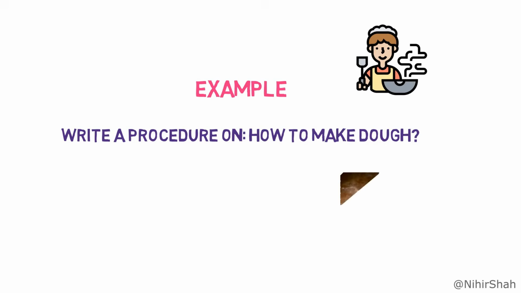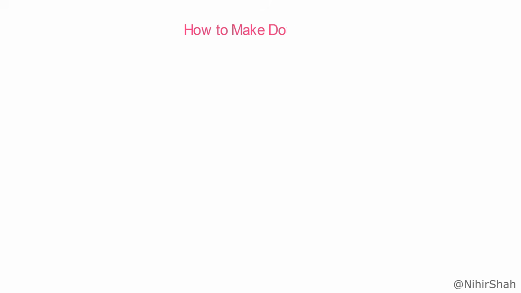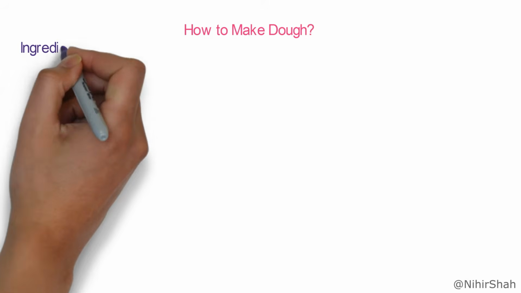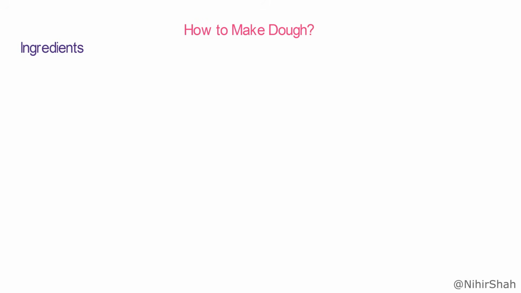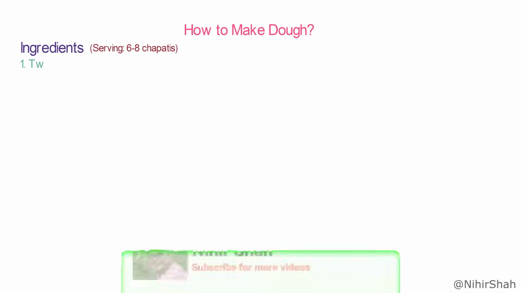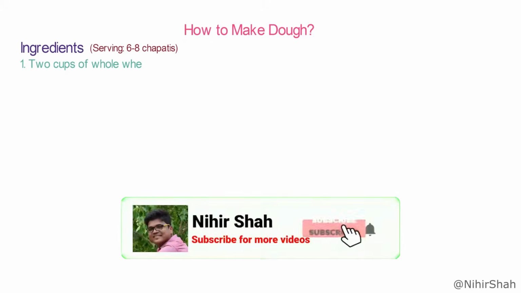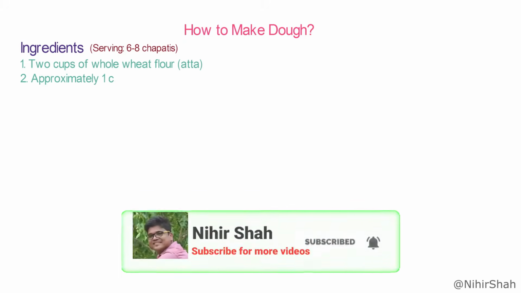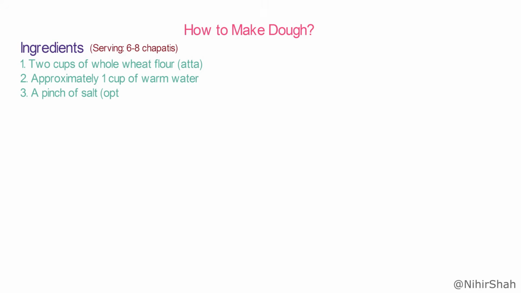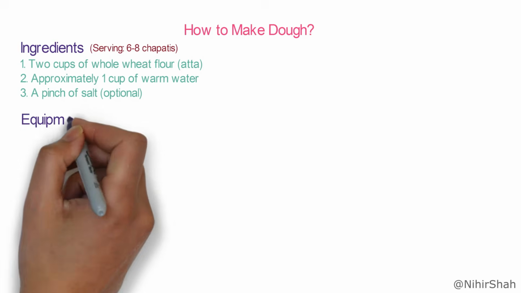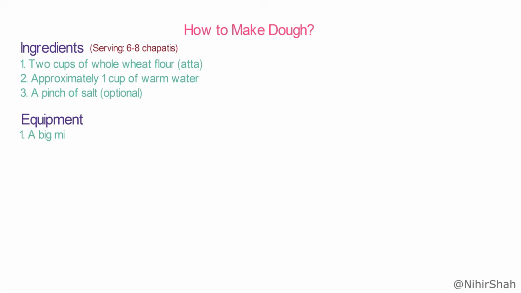Now, let's understand this format with an example. Write a procedure on how to make a dough. Number 1. Title. How to make a dough. Ingredients. In bracket, serving 6 chapatis. 2 cups of whole wheat flour. Approximately 1 cup of warm water. A pinch of salt, optional. Number 2. Equipment. A big mixing bowl. A spoon, optional.